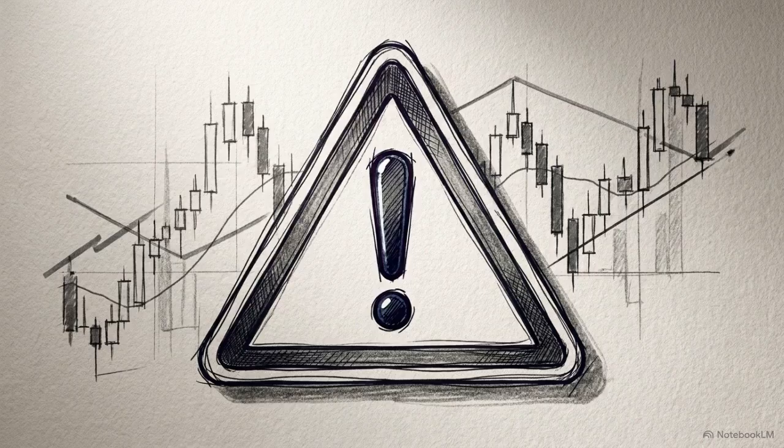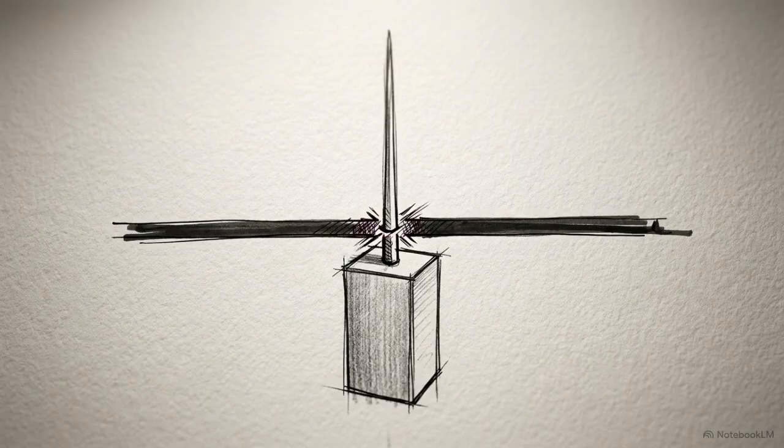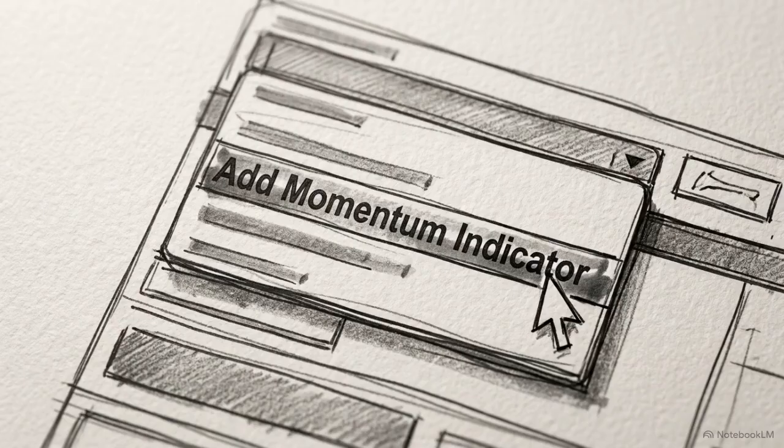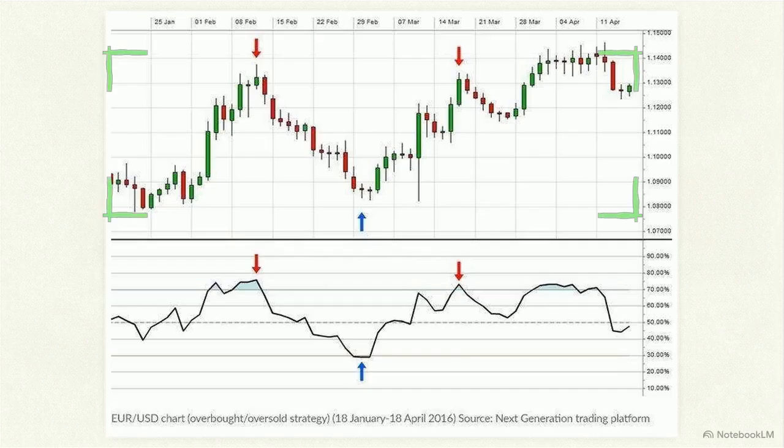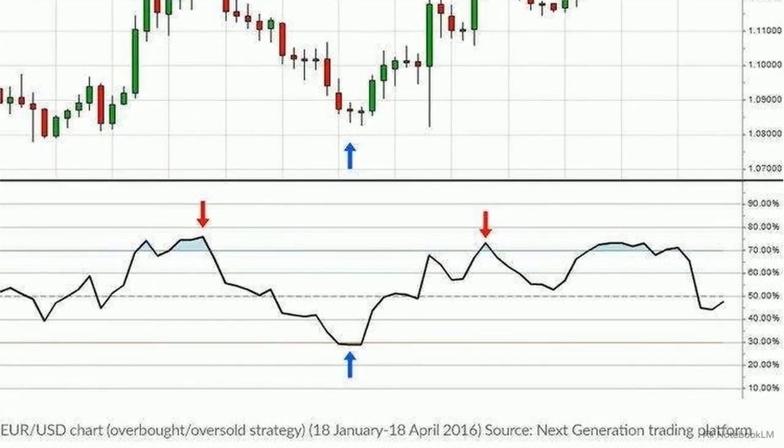But trading off price boundaries alone is dangerous. Sometimes a price just keeps going. We need a secondary momentum filter, the Relative Strength Index, or RSI. This split chart lines up the price action on top with the RSI oscillator on the bottom. When the RSI line crosses above 70, it's overbought. Dips below 30 are oversold.